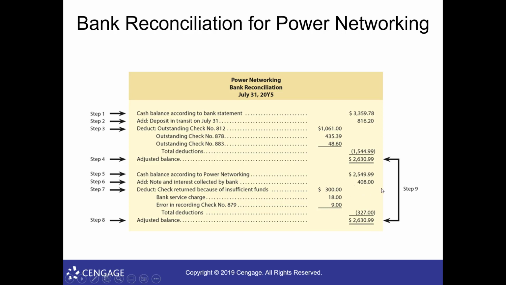On the company's record, you start with their cash balance, and you add the note collected by the bank. So someone owed you money and the bank collected for you. Then you subtract the return check for insufficient funds. You subtract the $18 in service charges, and then you subtract the error you made where you recorded a check wrong. And that should get you to the adjusted balance of 2630.99. If these match, then you've done the bank reconciliation correctly.